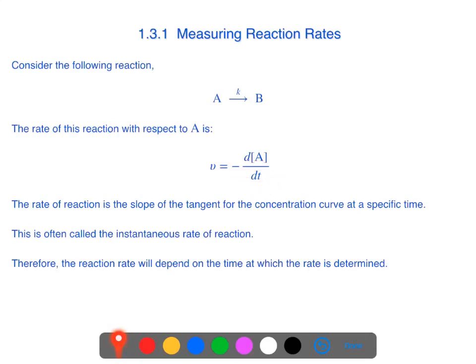Now the rate of reaction is the slope of the tangent for the concentration curve at a specific time. This is often referred to as the instantaneous rate of reaction. Therefore, the reaction rate will depend on the time at which the rate is determined.